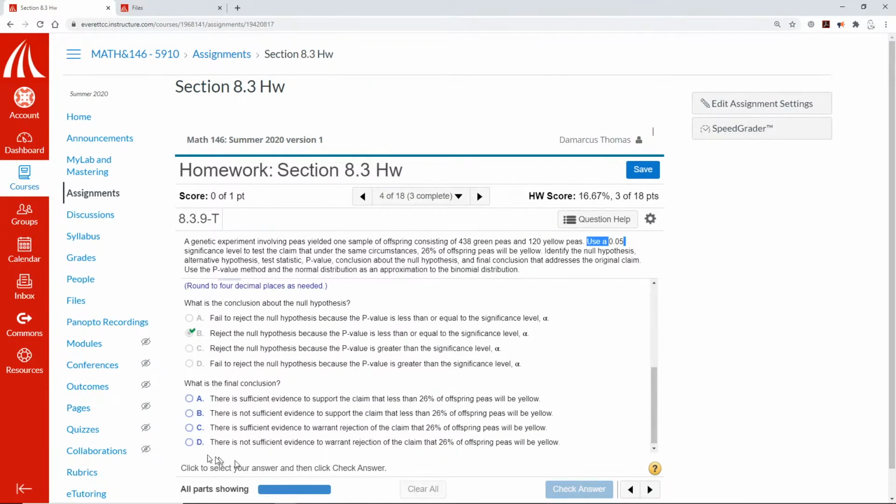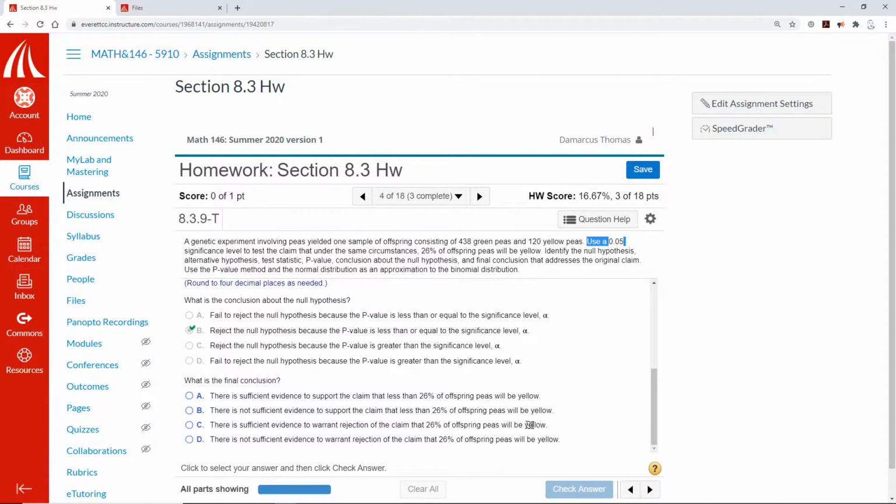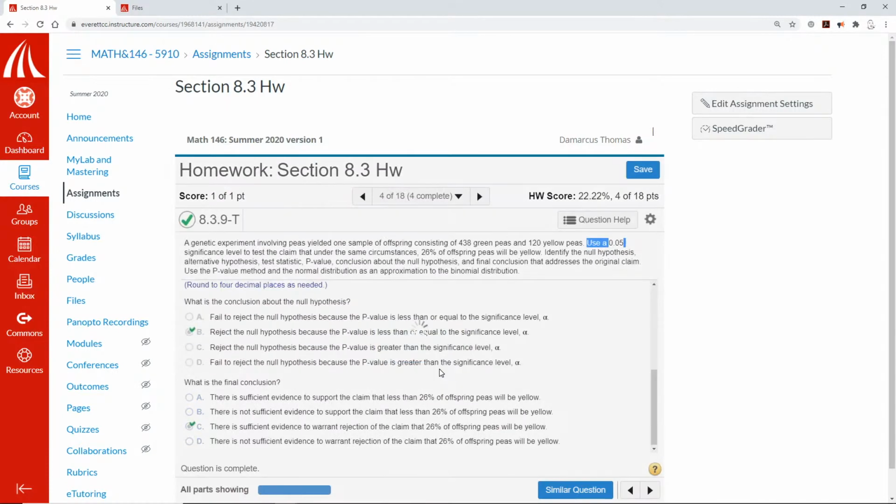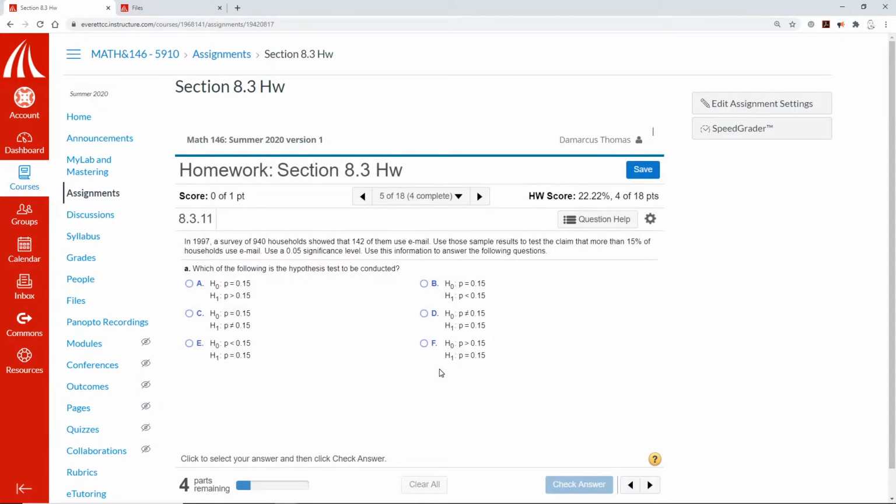What is the final conclusion? There is sufficient evidence to warrant the rejection of the claim that 26% of offspring will be yellow. So we're going to go with C. We have to reject this, and the null was the particular claim, and that's the end of that. So they're all kind of similar, just different contexts.